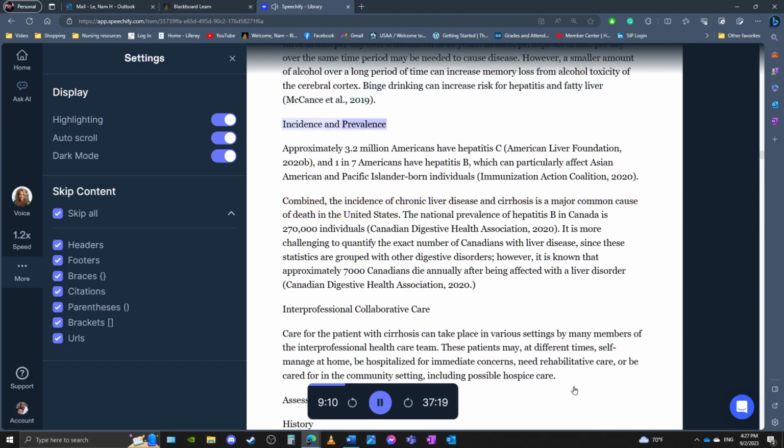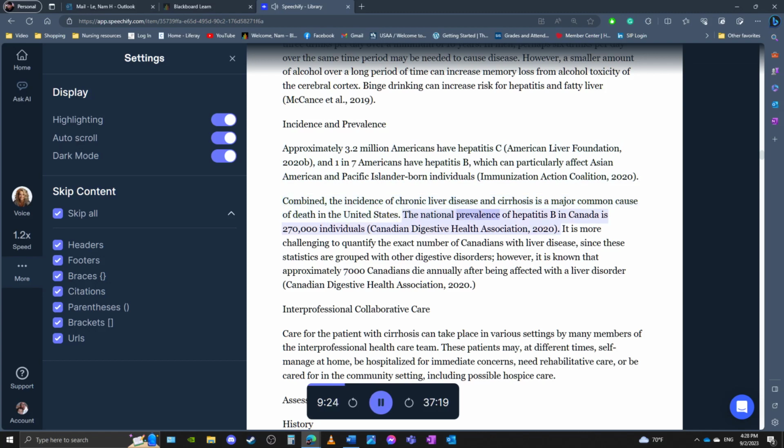Incidence and prevalence. Approximately 3.2 million Americans have hepatitis C, and 1 in 7 Americans have hepatitis B, which can particularly affect Asian American and Pacific Islander-born individuals. Combined, chronic liver disease and cirrhosis are a major common cause of death in the United States.